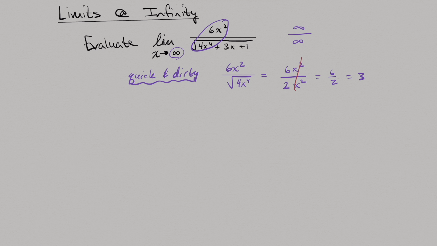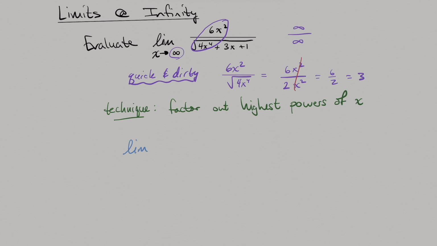Again, this quick and dirty does not always work reliably. It tends to be a little bit too sloppy when negatives are involved or when the radicals are not so clean. So let's do this the prim and proper way. Our technique is going to be to factor out the highest power of x in the numerator and the highest power of x in the denominator.